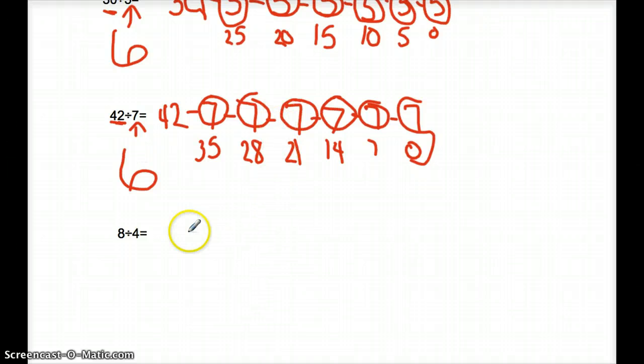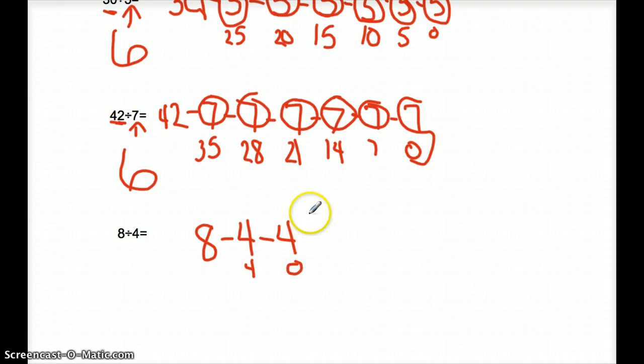We have 8 divided by 4. So our learning goal is to use repeated subtraction. So I'm going to start with my total, which is 8. And I'm going to keep taking away 4 until I can't anymore. So 8 minus 4 is 4. 4 minus 4 is 0. Oh, I can't take away 4s anymore. So on this one, my answer is 2.